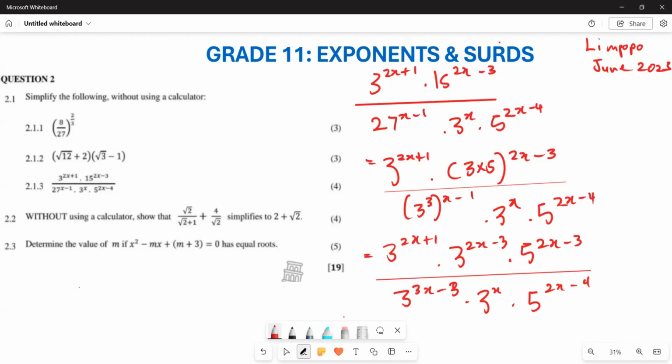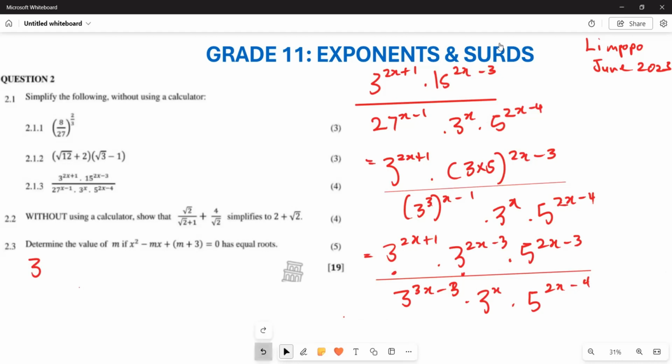Now, what is it that you're going to do? Obviously, here you are multiplying powers of the same base, right? So you're going to add the exponents. So this is going to be 2x plus 1 plus 2x subtract 3. Now the x, let's group the like terms. So this is going to be 2 plus 2, which is going to be 4x, right? So your numerator here is going to be 3 to the power of 4x, right?